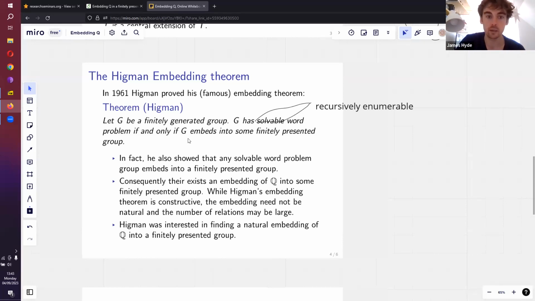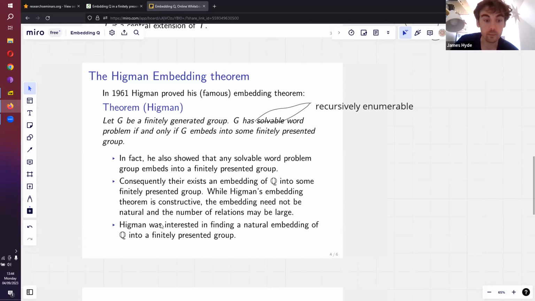But you can embed any countable group into any solvable word, so any recursively enumerable group into a finitely presented group. Okay, so in particular, you can embed Q, the additive group of rational numbers, into a finitely presented group. And Higman's embedding theorem does that. But Higman's embedding theorem is quite complicated, and it is constructive, so you can follow it through. People have done this and found an actual presentation for a group that Q embeds in, but it'll be a horrible embedding that won't tell you anything at all about Q. And the presentation will be disgusting. It'll have lots and lots of complicated relations.